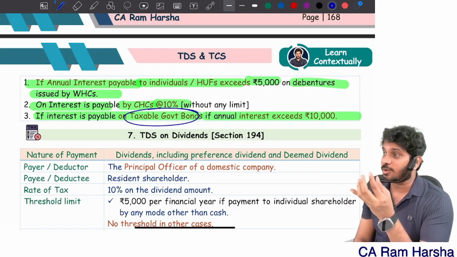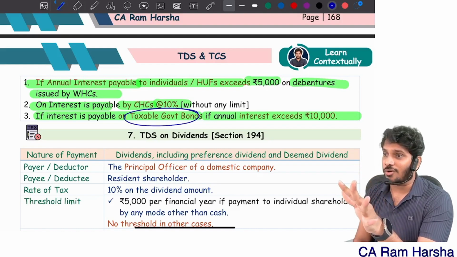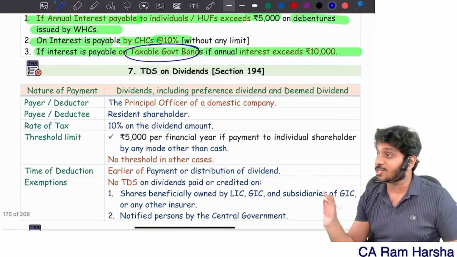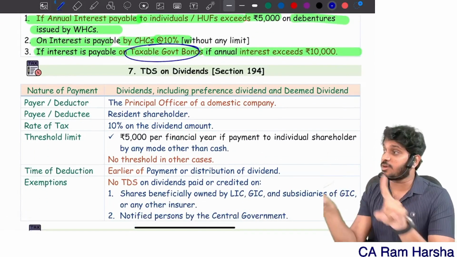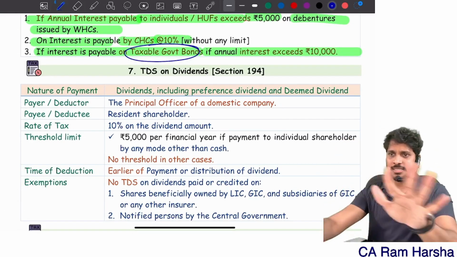8% taxable savings bonds. 7.75% taxable floating rate bonds, 2020. Yes or no? That's it. Only on them TDS will apply, that too if the annual interest payable exceeds 10,000. Then TDS will be deducted at what rate? 10%. That's it. 193 over.